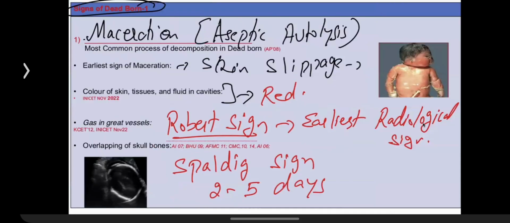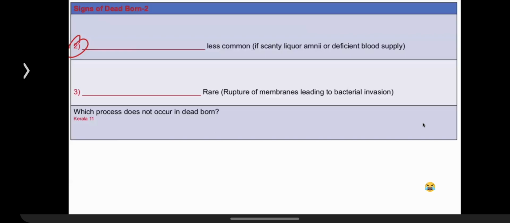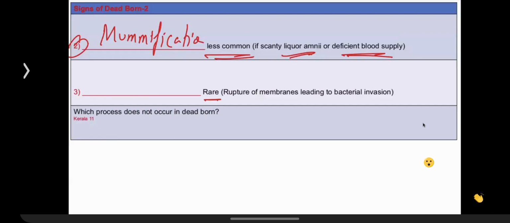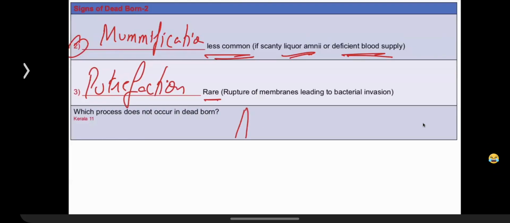Usually maceration occurs. Less commonly, if there is scanty liquor amnii or deficient blood supply, then mummification can occur. Very rarely, if the membranes rupture and bacteria come from outside, then putrefaction can occur. Which process does not occur at all in a dead born? Adipocere.